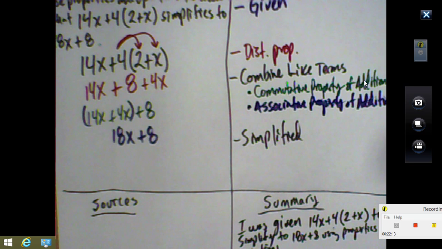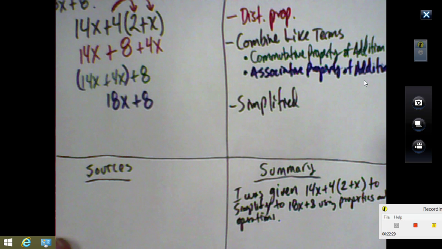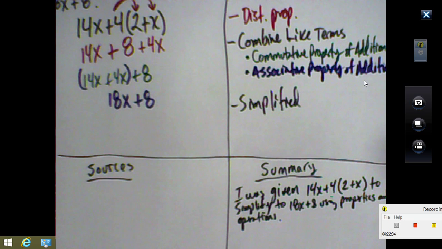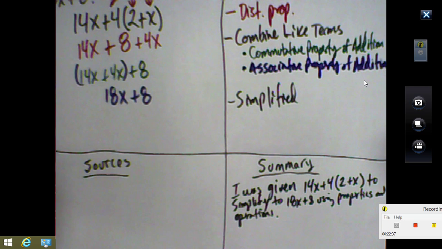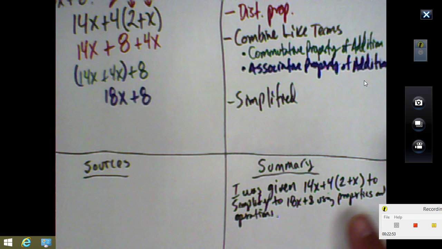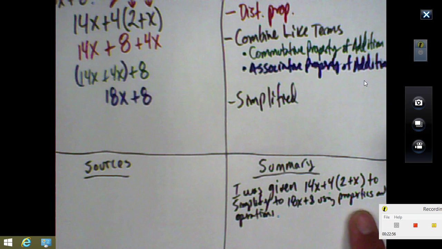You just reiterate it, but in a way that you're presenting it to someone and explaining it to someone. Anyways, here we go. So, are we there so far? So let's see. Our paragraph starts. I was given 14x plus 4 times 2 plus x to simplify to 18x plus 8 using properties and operations.